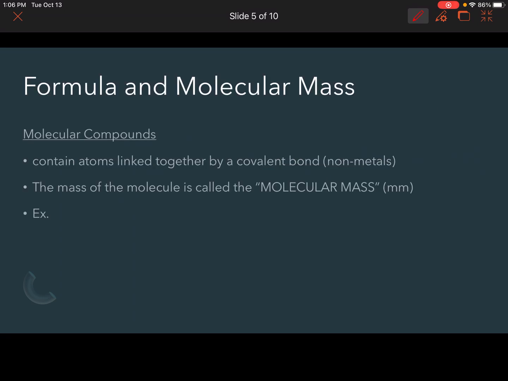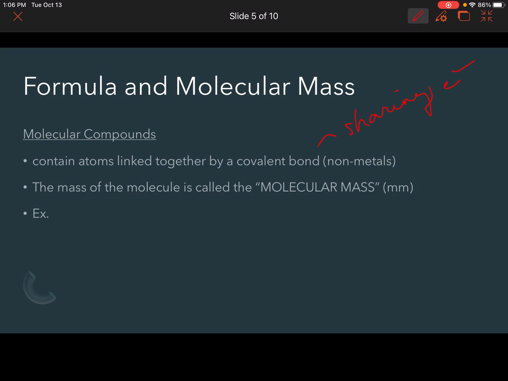Next, we're going to talk about formula and molecular masses. So just a quick review: molecular compounds. These are compounds when we have atoms that are linked together by a covalent bond. And so covalent bonds, of course, we're going to be sharing electrons, right?